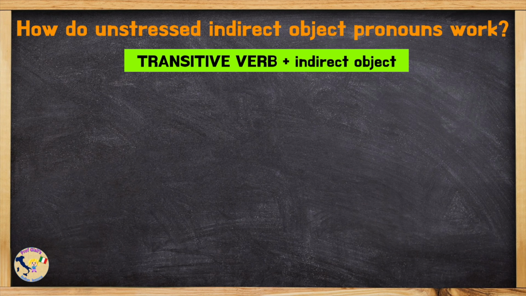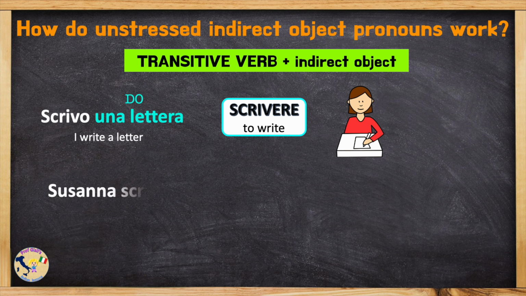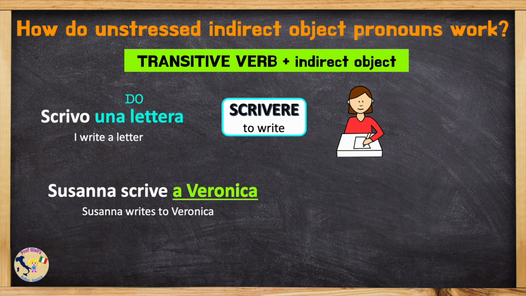Let's start by taking a common transitive verb, scrivere, to write. In the sentence scrivo una lettera, scrivere behaves like an ordinary transitive verb and is followed by a direct object, una lettera. But this verb can also act as an intransitive verb. Take, for example, the sentence Susanna scrive a Veronica. In this case, scrivere is not followed by a direct object, but by an object, Veronica, preceded by the preposition a. So, a Veronica is an indirect object.